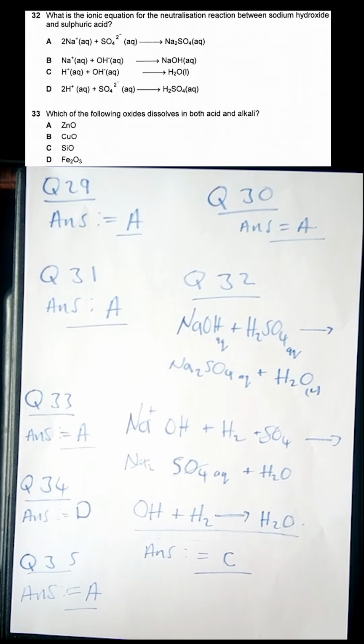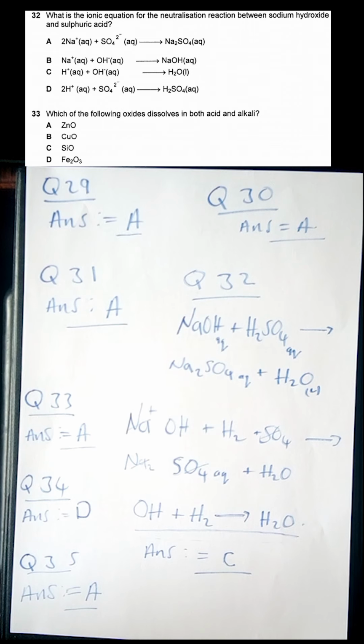Question 33. Which of the following oxides dissolves in both acid and alkali? The oxide which dissolves in both acid and alkali, we call them amphoteric oxide. And an example of an amphoteric oxide is actually zinc oxide. And the answer is A.